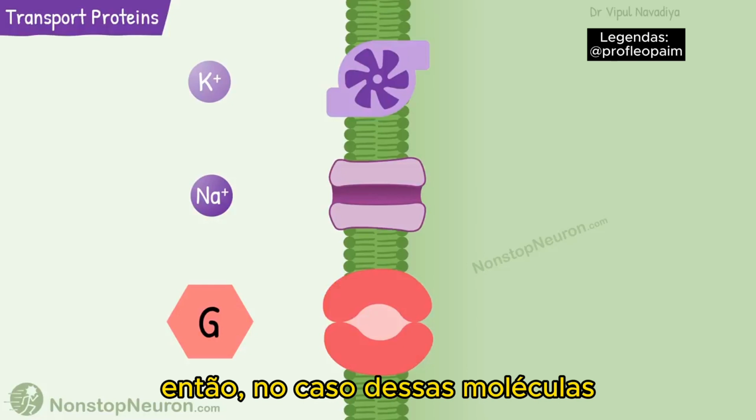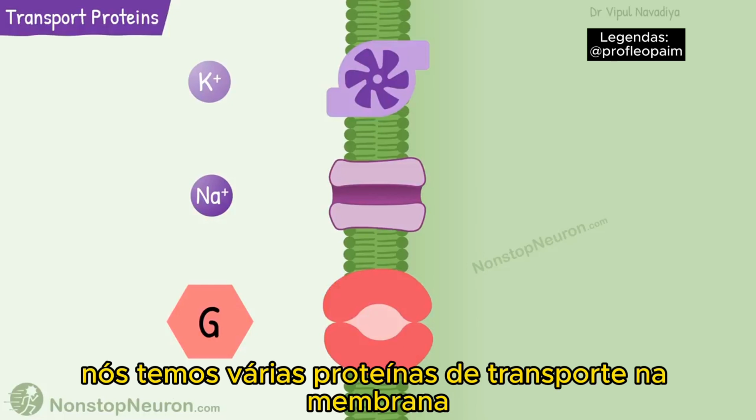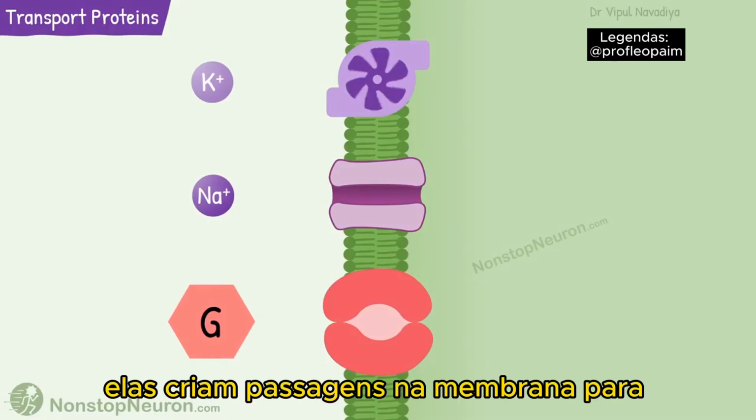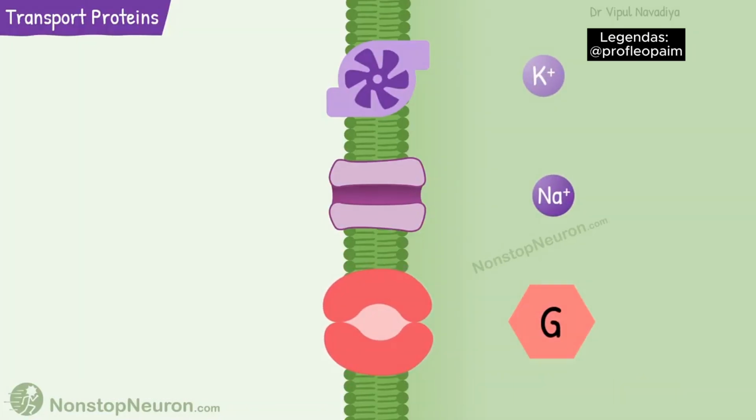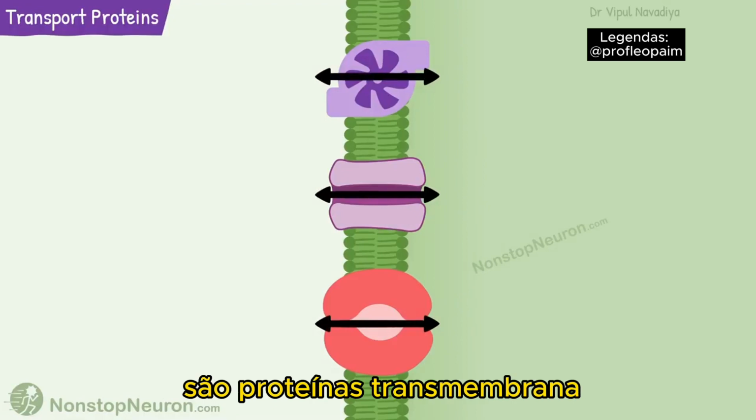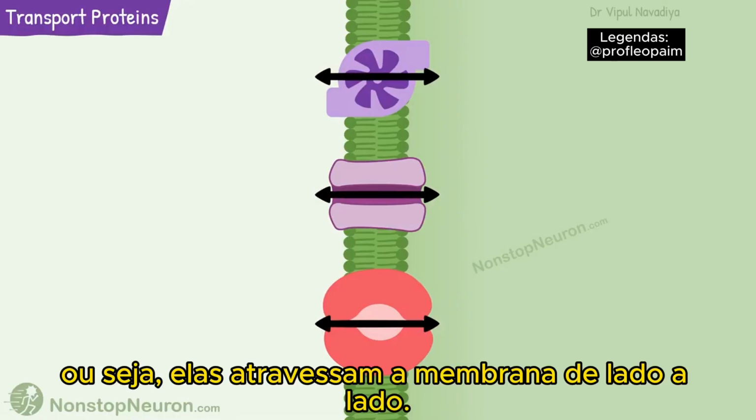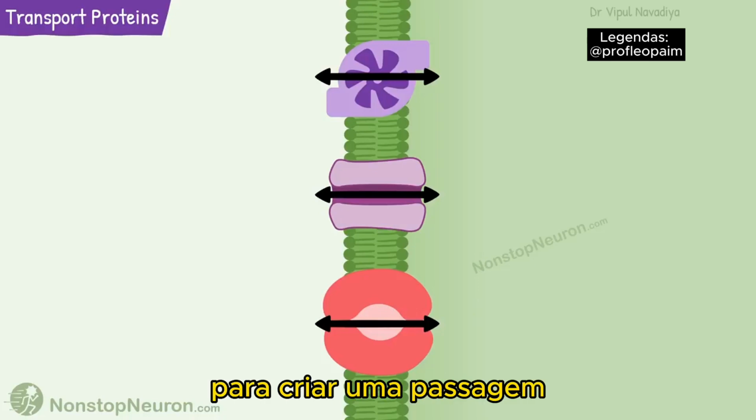So for such substances, we have various transport proteins on the membrane. They create a passage in the membrane for the movement of such substances. All the transport proteins are transmembrane. This means they go through and through the membrane. Well, they have to create a through and through passage. There is no other option.